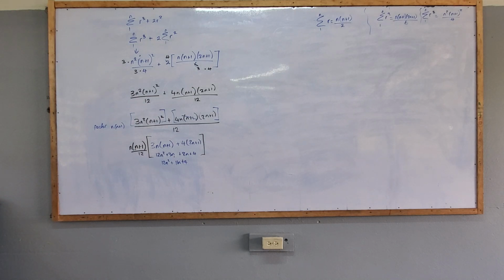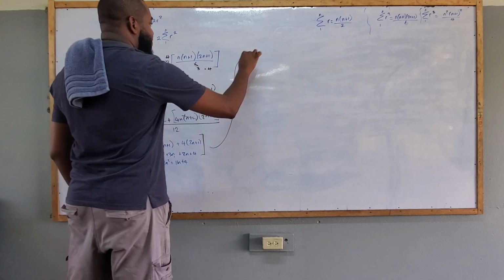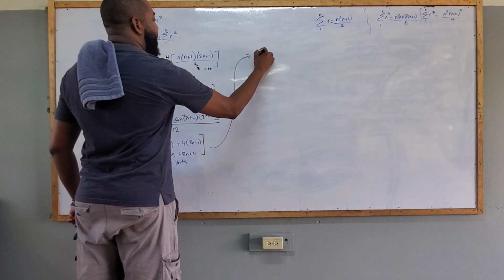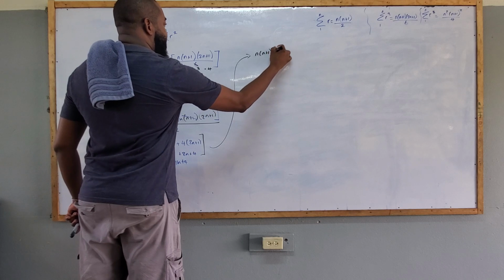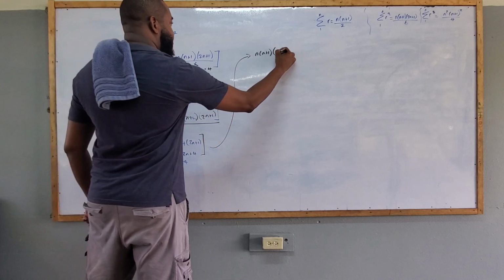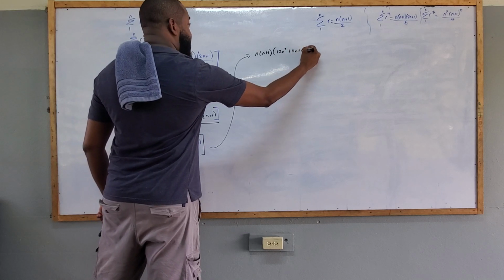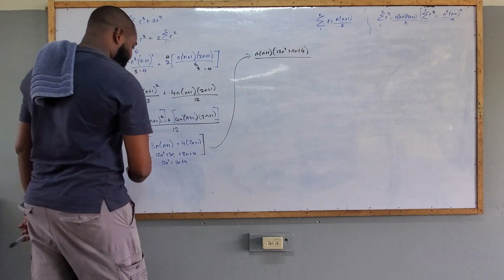12 times 4 is 48. Are there any two numbers that multiply to 48 and add to give you 11? 12 and 4, 8 and 6, no. So leave that as the final answer, unless you can factorize this down to a product of two terms. It would be n times n plus 1 times 12n squared plus 11n plus 4, all over 12.